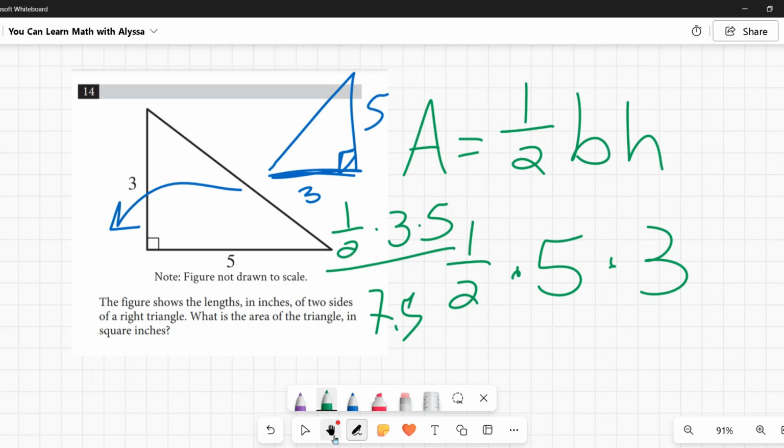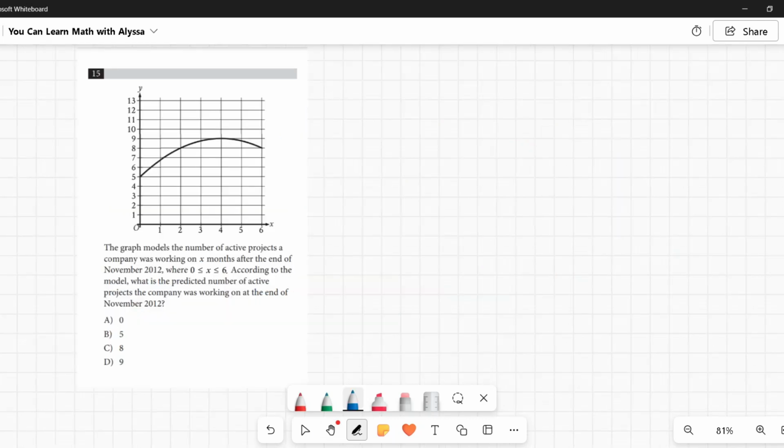All right, on to 15. Number 15. The graph models the number of active projects a company was working on x months after the end of November 2012, where 0 is less than or equal to x is less than or equal to 6. According to the model, what is the predicted number of active projects the company was working on at the end of November 2012?